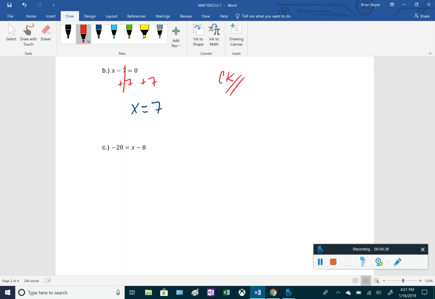And a quick check. Checking x minus 7 equals 0, we're going to plug in a 7. 7 minus 7 equals 0. That's true. We get 0 equals 0, so we know we're right.